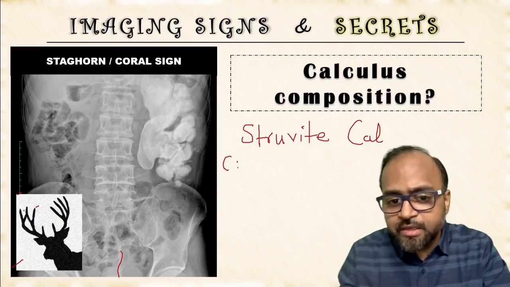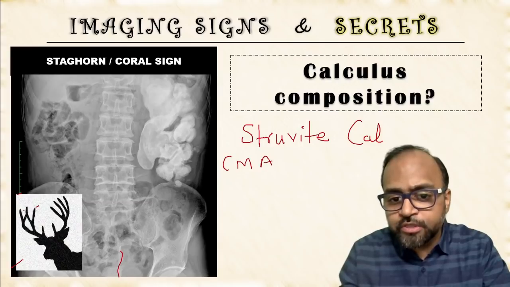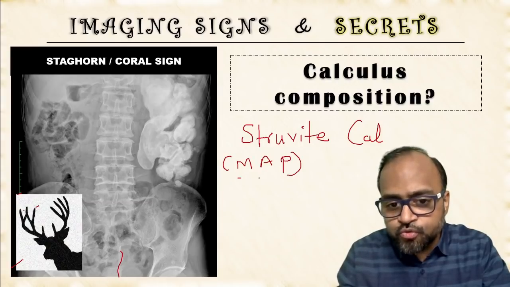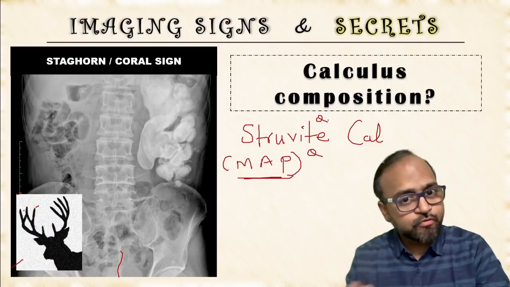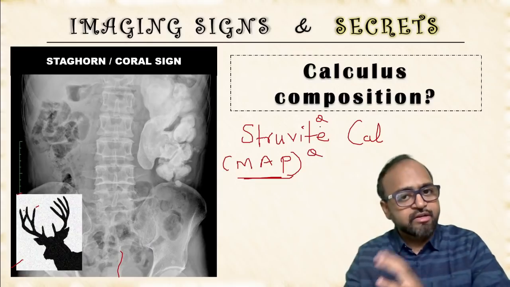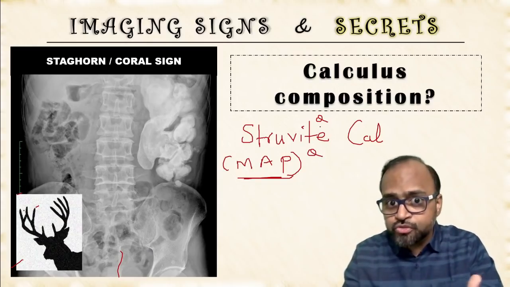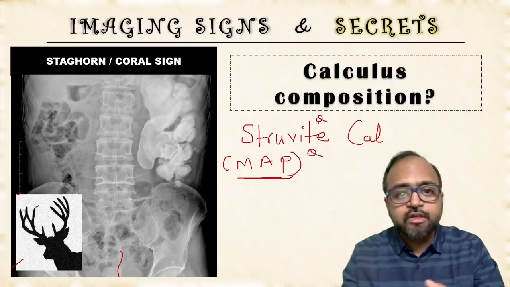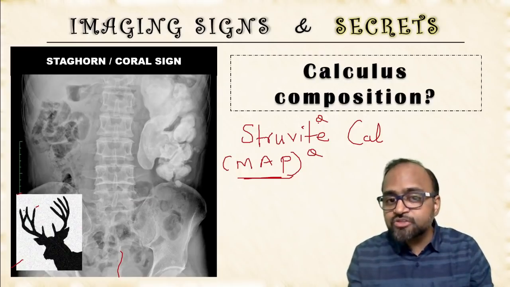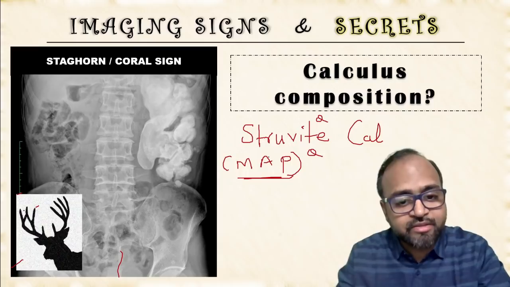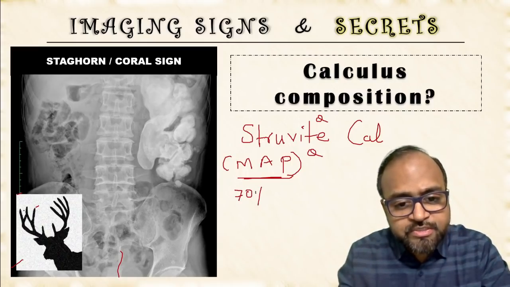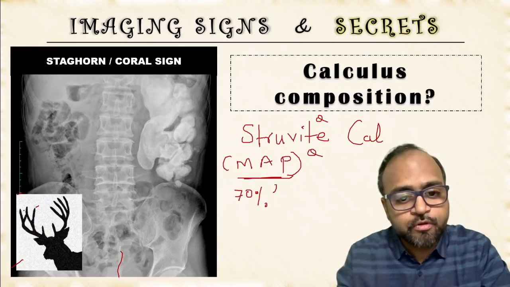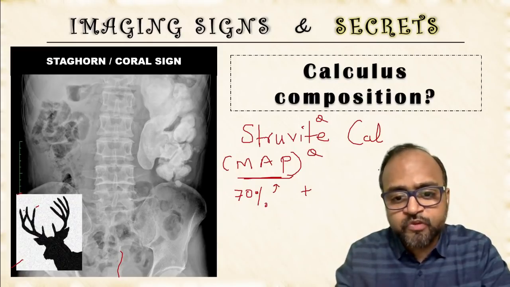This is basically magnesium ammonium phosphate. So what is this calculus made up of? It is made up of struvite or magnesium ammonium phosphate. How much? Is it made up of 100% magnesium ammonium phosphate? No, if it was so, we would not have been able to see it on a radiograph. Because we are able to see it as a radiodense structure, there has to be some calcium within it, isn't it? And therefore, remember, usually this calculus is composed of around 70% magnesium ammonium phosphate, and the remaining is nothing but your calcium phosphate.